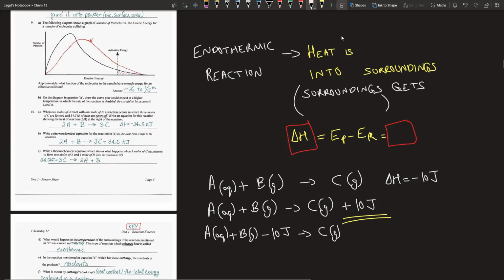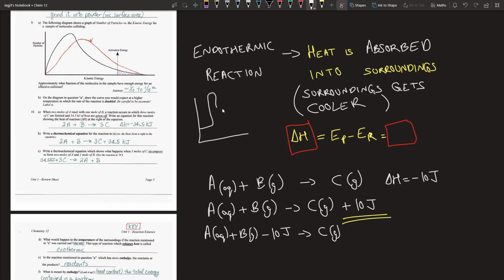So let's start off. Heat is absorbed from the surroundings. In endothermic, heat is absorbed. So my surroundings are going to get cooler because it's going to absorb heat from the surroundings. Your graph of endothermic will look like this. Now, your products are going to be higher than your reactants. Change in H is still the difference between energy of products and reactants, but this time around it will be a positive number.